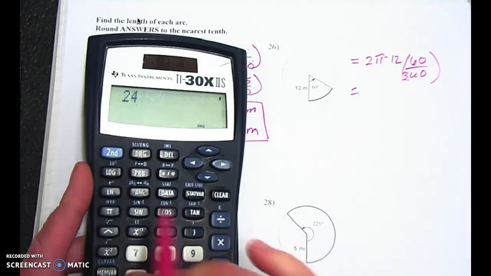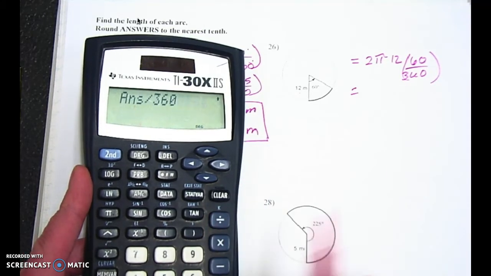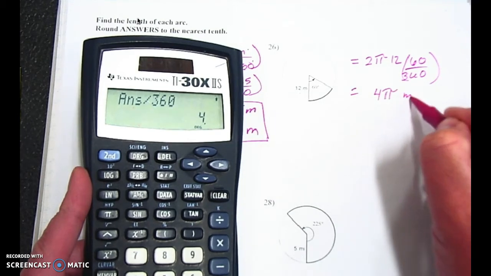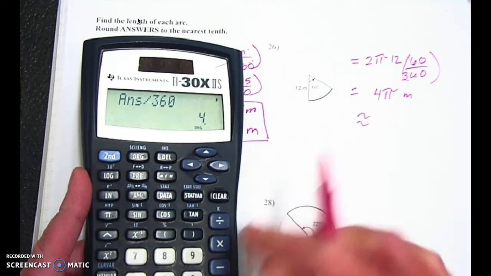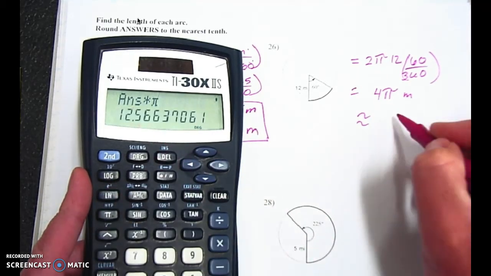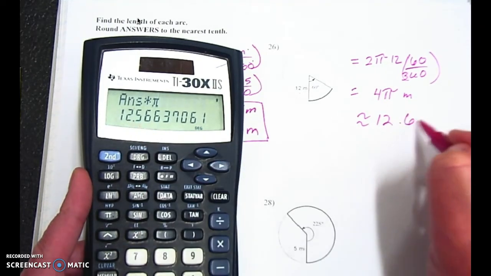So 2 times 12, 24. 24 times 60. Divide that by 360. So this is 4 pi. And that's in meters. So let's get the decimal answer. So times the pi button. 12.5, but there's a 6 next to it, so we're going to round up to 6.